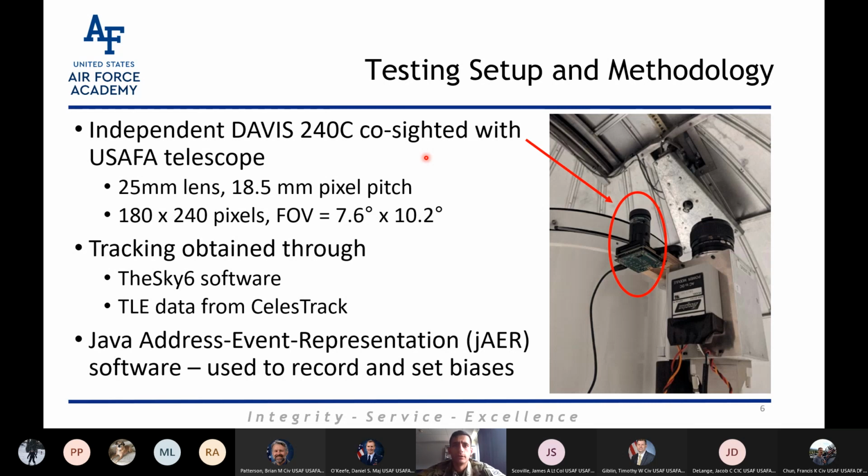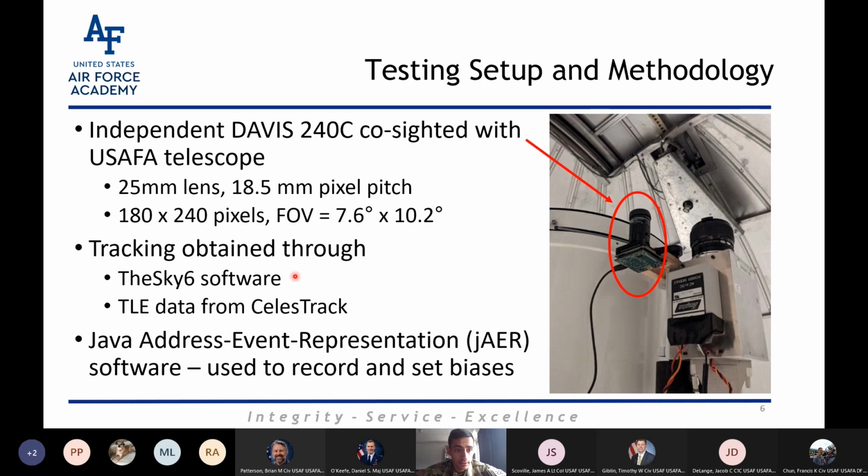So essentially what we did was we obtained satellite pass information from Celestrak. We got the TLE data, and then we used the SkyX software to point the telescope at the region of the sky where we knew that the satellite was going to pass through. And then we just held the telescope apparatus there and let the satellite pass through. Then we were able to gather some data, and that's our testing setup and our methodology.